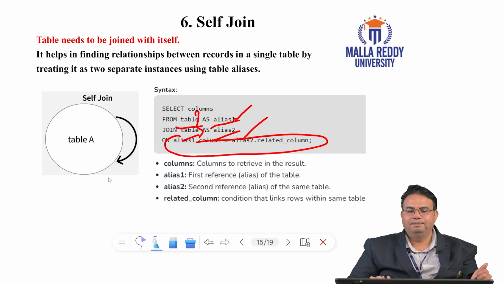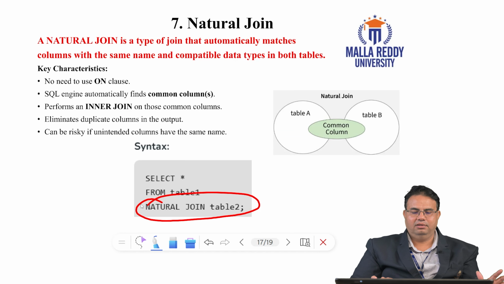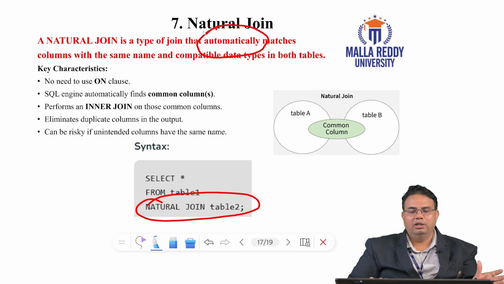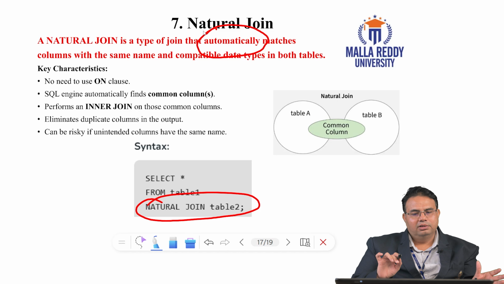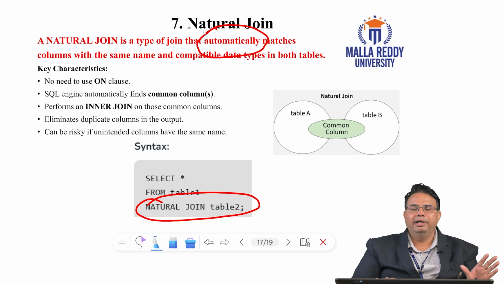And coming to this natural join, see here, you are not specifying any condition. A natural join is a type of join that automatically matches columns with the same name and compatible data types in both tables. So here you need to concentrate more on the terminology automatically. In inner join and natural join, the only point to be differentiated is that in inner join you are using a condition, and in natural join you are not using any condition. The 2 tables will be combined based on the matching column automatically.